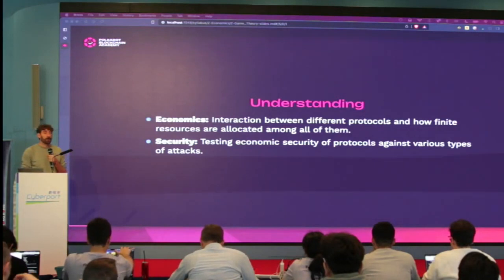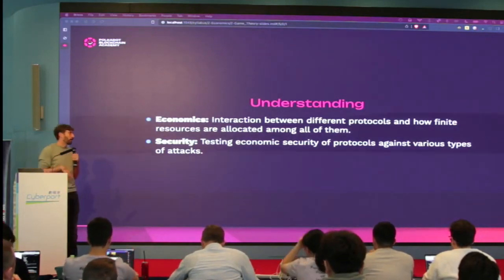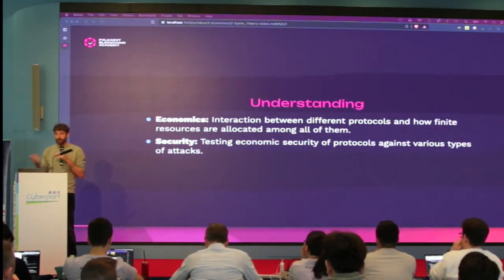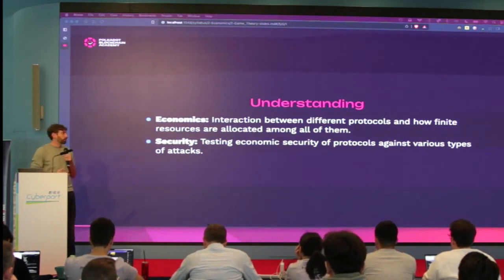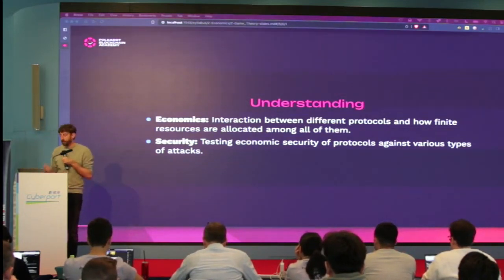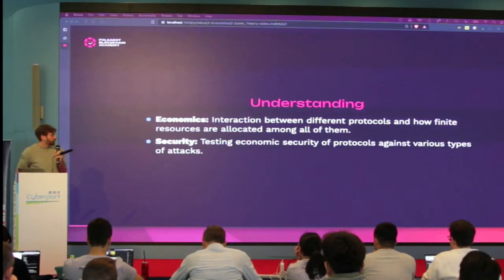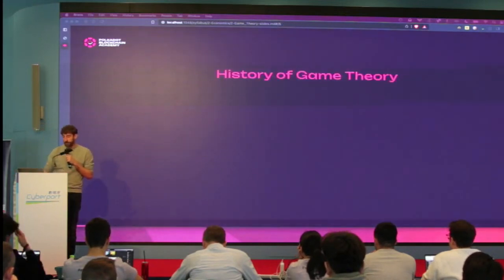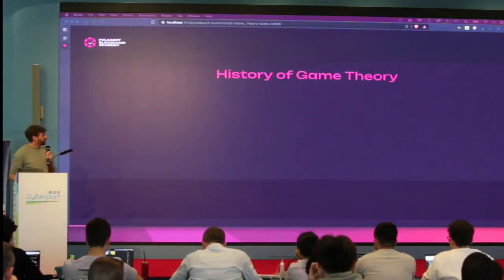Of course, in that sense, economic attacks, because again, if the hashing function is, or if the crypto is faulty, that doesn't have to do much with game theory. You're more interested here in the economic side of things. So let's talk briefly about the history of game theory.